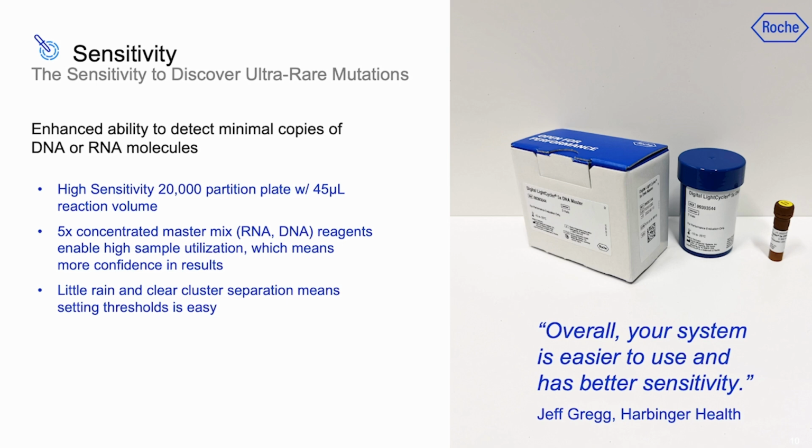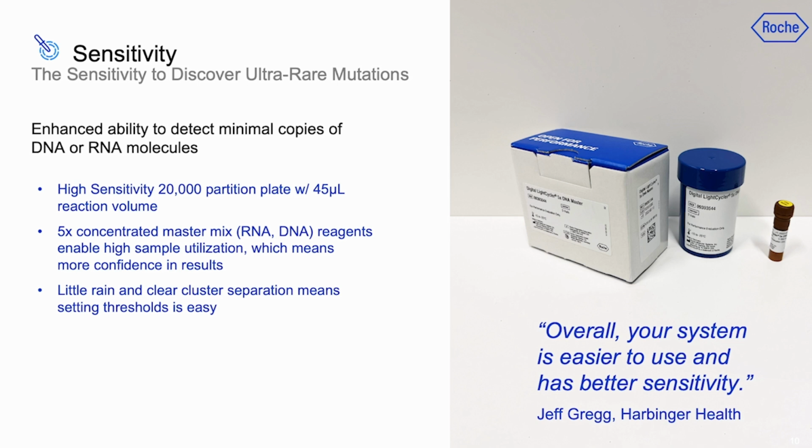We have the high sensitivity nanowell plate, which is specifically tailored to have 20,000 partitions and a high fill volume, 45 microliters, which essentially ensures that you are assessing as much sample as possible, which is really important when you're looking for a rare mutant. In addition, we have the 5x concentrated master mix for both RNA and DNA, again affording a lot of room for sample input as opposed to having a lot of the reaction volume made up from the actual master mix itself. So there's an opportunity to sample as much as you can.